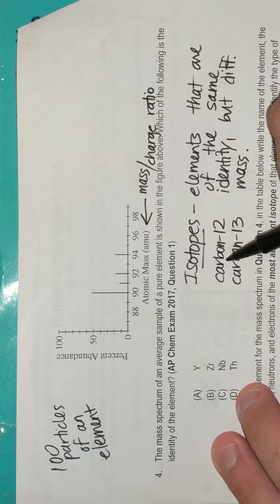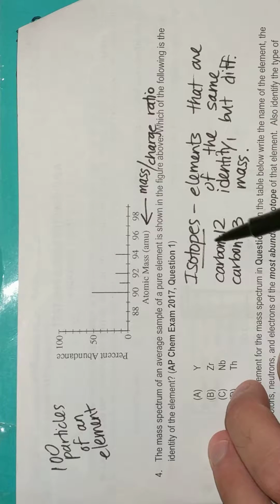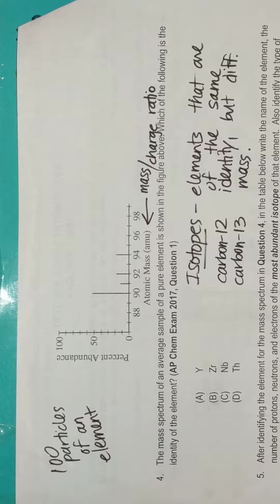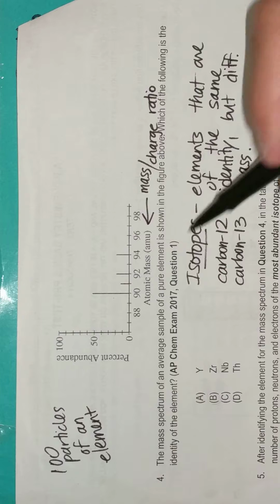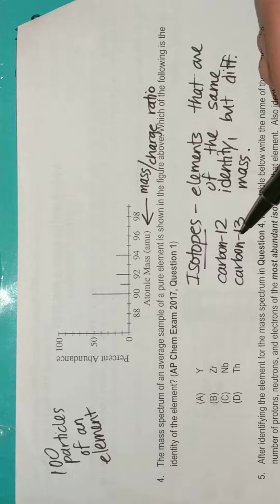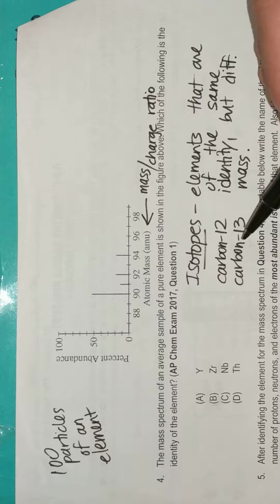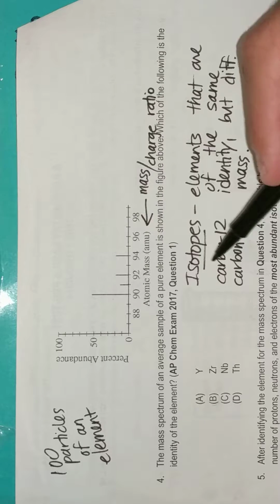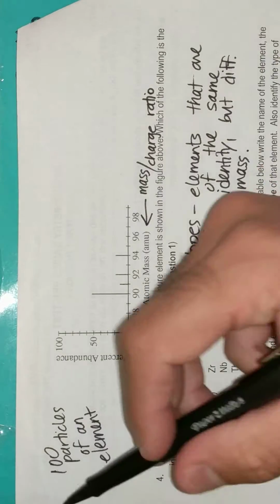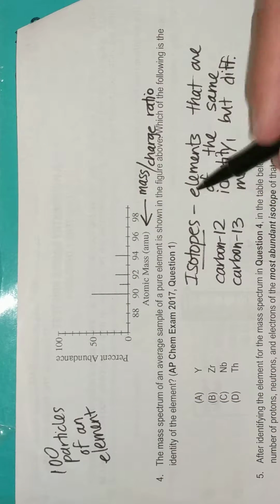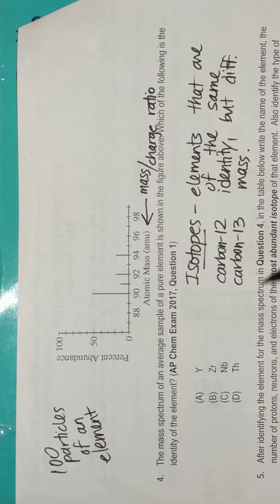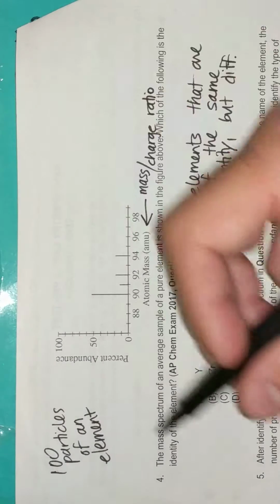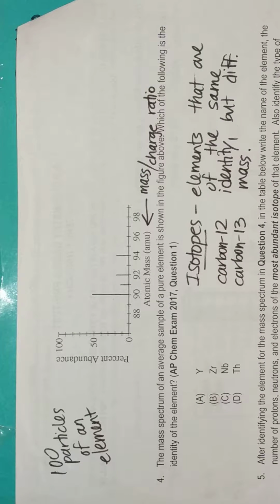They are both carbon, but one carbon has a mass of 12 and one carbon has a mass of 13. On the periodic table, the average atomic mass of carbon is about 12.01. That tells you that, since it is so close to 12, if I have 100 particles of carbon, most of them have a mass of 12, and maybe a lot fewer have a mass of 13. The way we figure out the mass on the periodic table is by using an average atomic mass, and we get that from these percent abundances.